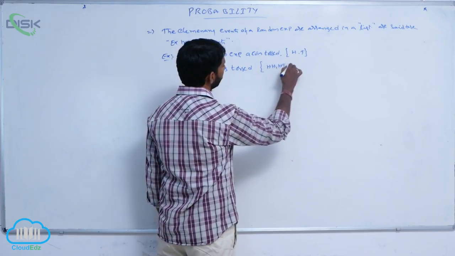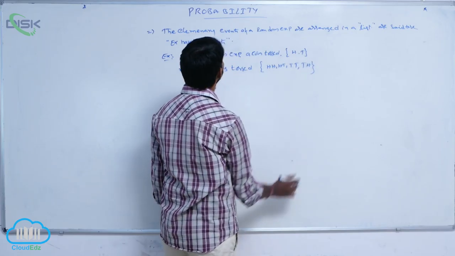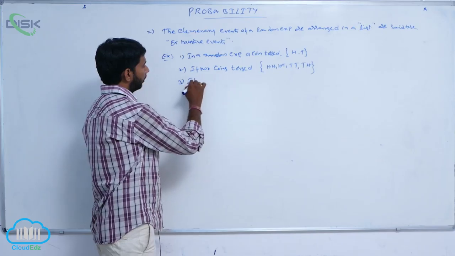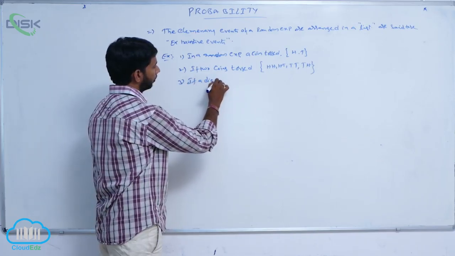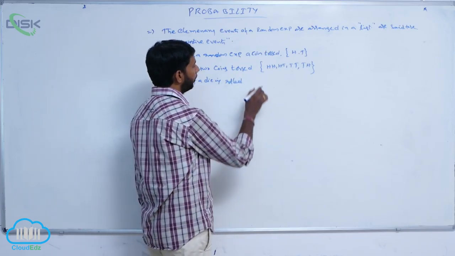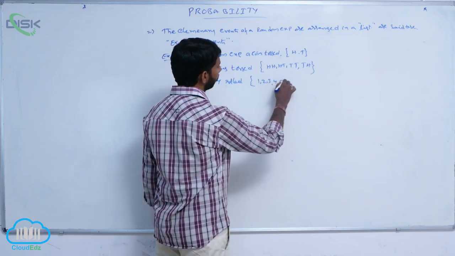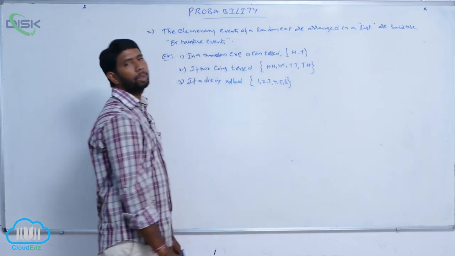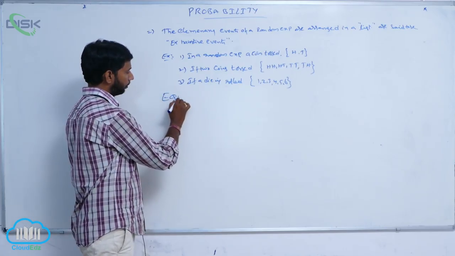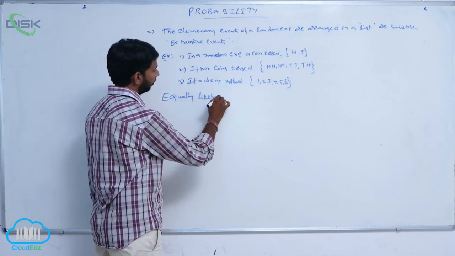Suppose two coins are tossed, the elementary events are H,H; H,T; T,T; and T,H. If a die is rolled in a random experiment, then the exhaustive events are 1, 2, 3, 4, 5, 6.